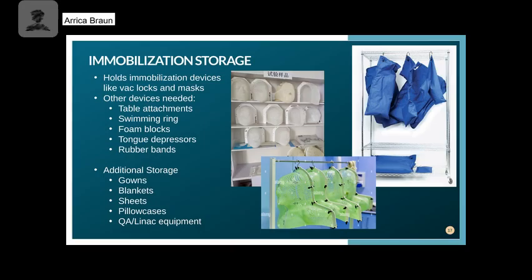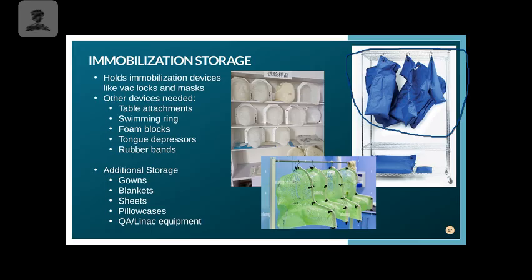Immobilization devices have to be stored somehow. And so typically we are looking at vac locks and masks, and then you may have like sponges, rubber bands, diving rings, bite blocks, a few different things. So when we store these, typically our vac locks are going to be hanging from like some type of cart or like a clothing rack, and they'll have a hook on them and you just hook them onto there and they'll hang.